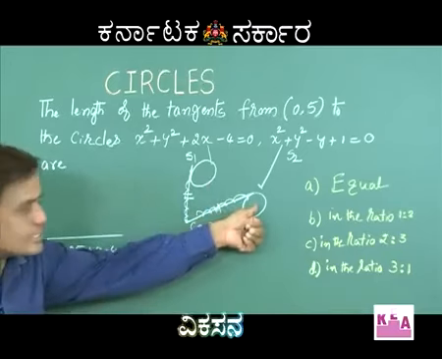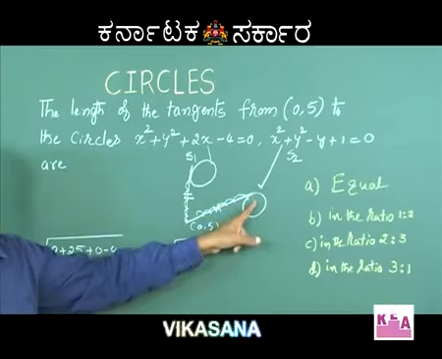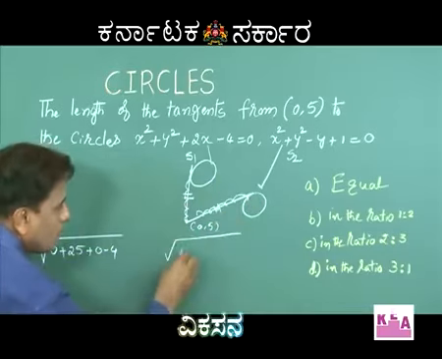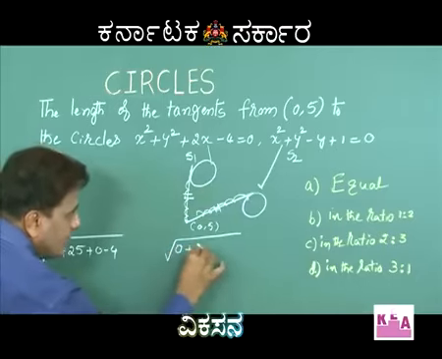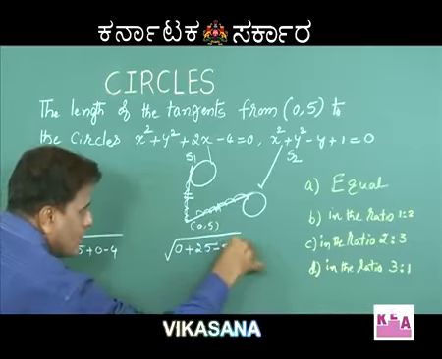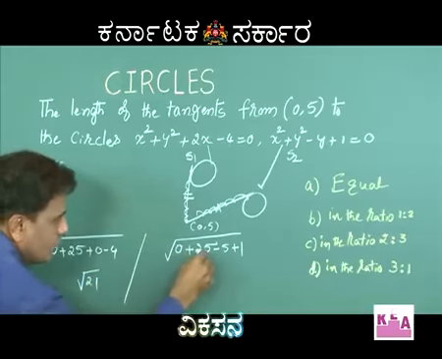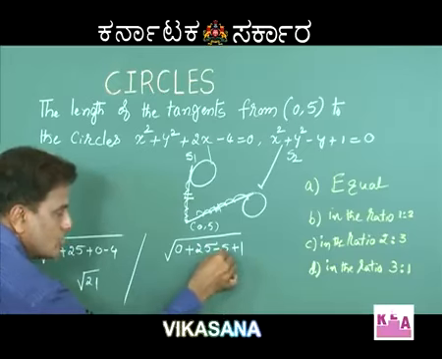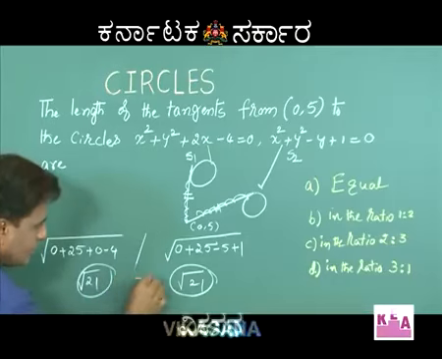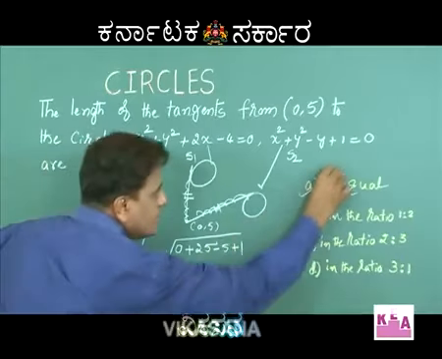To find the length of the tangent from (0, 5) to this circle, substitute the point coordinates in the LHS of the circle equation with the root. Substitute: x is 0, y is 5, 25, and again minus y, 5, and again plus 1. Simplify: 25 minus 4, root 21, and here 25 minus 5 is 20, plus 1, root 21. That means the lengths of tangents are both equal. Therefore option A is the right option.